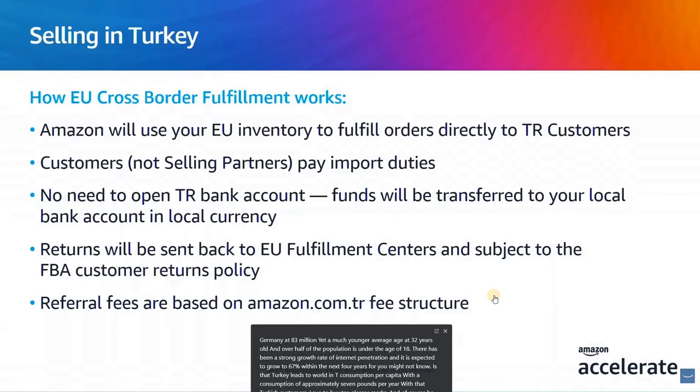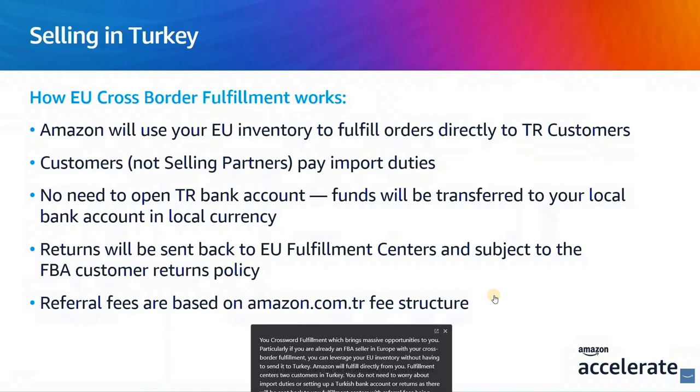As of this summer, Amazon has launched a new product called EU Cross-Border Fulfillment, which brings massive opportunities to you, particularly if you are already an FBA seller in Europe. With EU Cross-Border Fulfillment, you can leverage your EU inventory without having to send it to Turkey. Amazon will fulfill directly from EU fulfillment centers to customers in Turkey. You do not need to worry about import duties or setting up a Turkish bank account or returns, as they will be sent back to EU fulfillment centers, with referral fees being based on the Amazon Turkey fee structure.